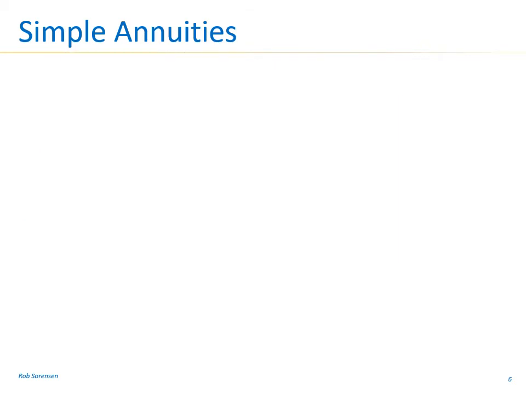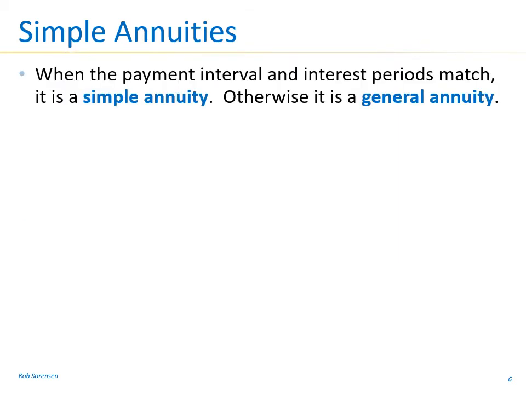Present value, future value. A couple more terms that you need to know: simple and general annuities. Simple are when the payment interval and the interest periods match up. So for example, if I had monthly payments and the rate was a J12, a monthly compounded rate, that's a simple annuity. If I had quarterly payments and the rate was a J4, that's also a simple annuity. But if I had monthly payments and the rate was a J4, they don't match, do they? The payments are monthly, but the rate compounds quarterly. That's called a general annuity. We're going to start this week with simple annuities. Next week we'll learn how to deal with the extra little step we have to do in the case of a general annuity.